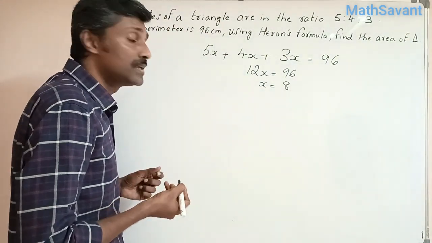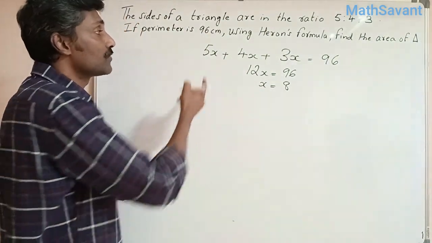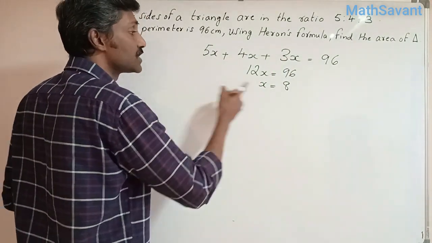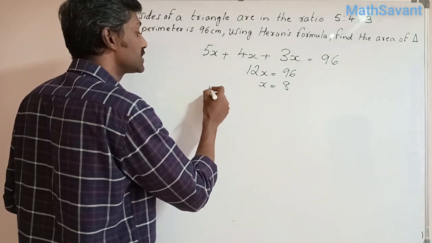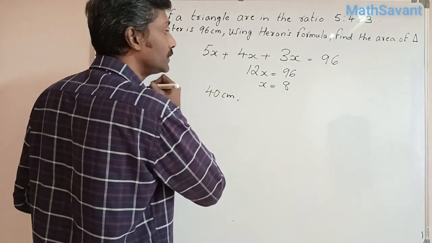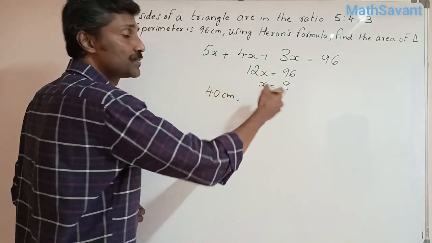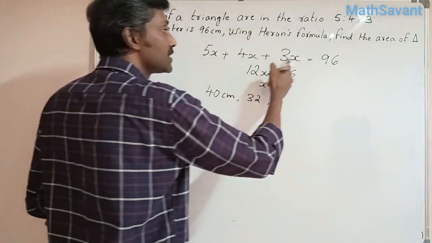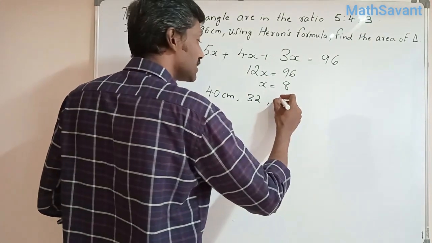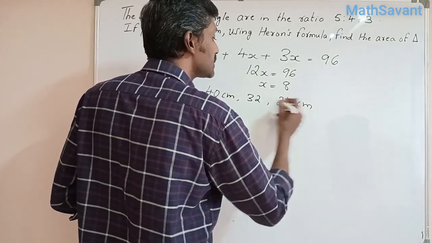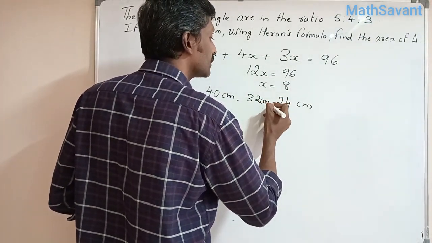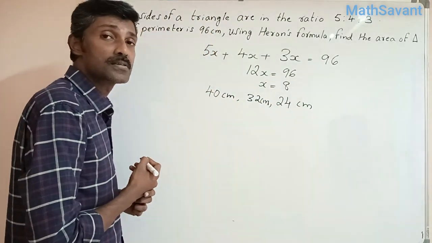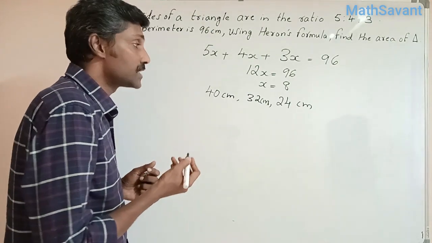Now, the only thing we need to do is to substitute the value of x in all these three lengths. The first length is 5x, which is 5 into 8, that is 40 centimeters, right? The second one is 4x, that is 4 into 8, which is 32. And then finally we have 3x, that is 3 into 8, which is 24. So 40 centimeters, 32 centimeters and 24 centimeters are the sides of the triangle.